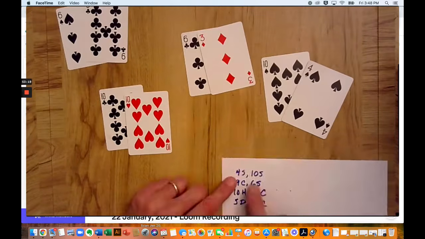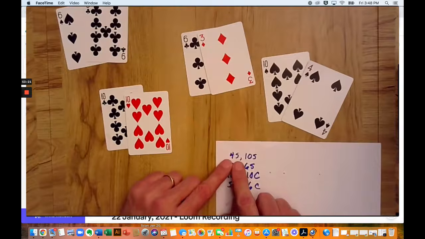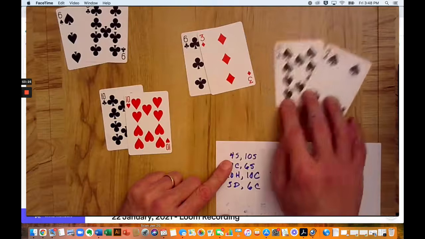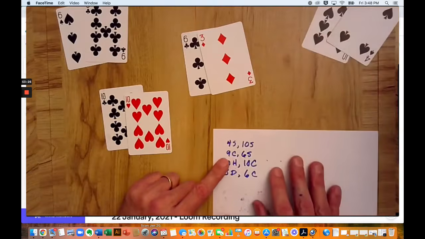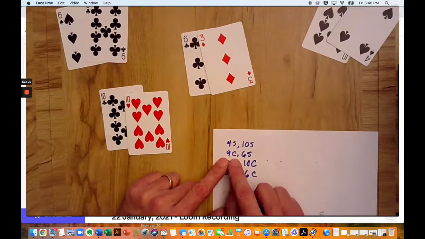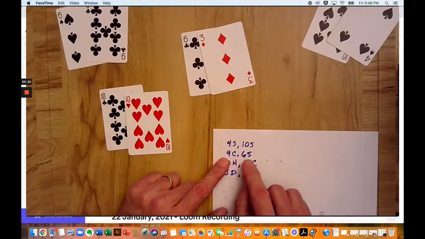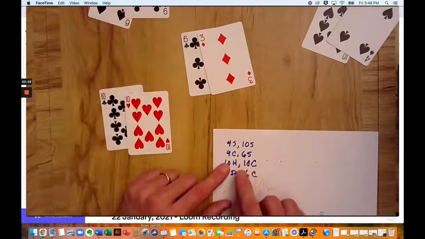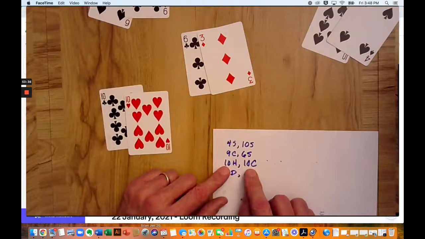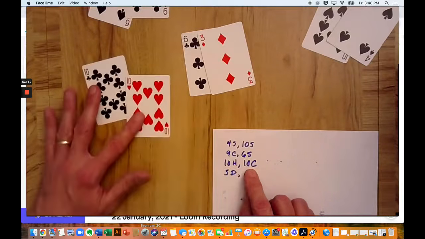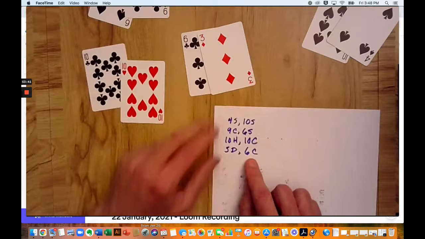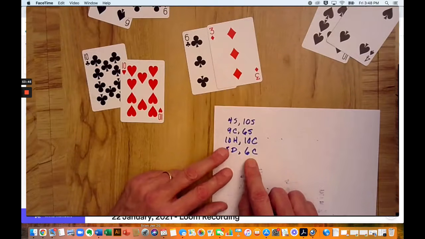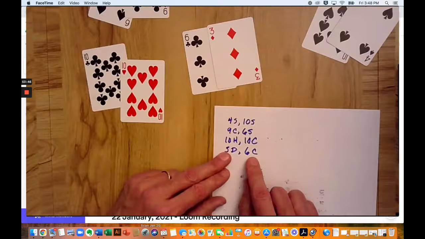Let's see, I have a 4 of spades and 10 of, oh, wow, look at that. 4 of spades and 10 of spades. I also have a 9 of clubs and a 6 of spades. Oh, wow, here it is. 10 of hearts, two tens of opposite color. A 3 of diamonds and a 6 of clubs. How in the heck did I do that?